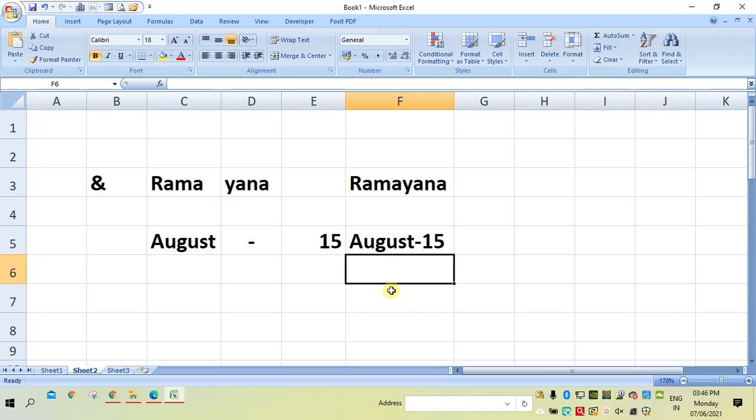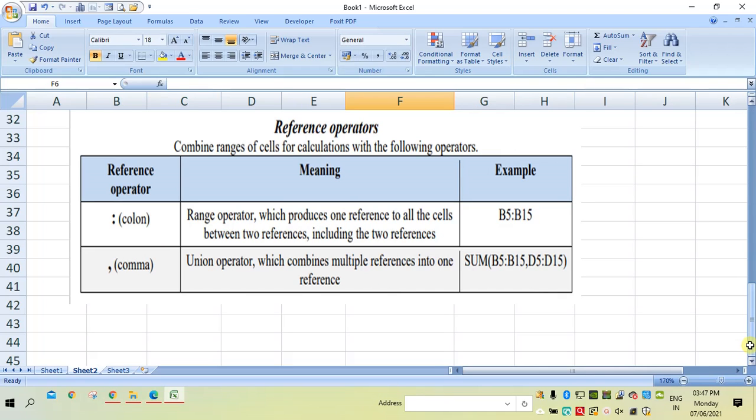Next operator is the reference operator. A reference operator combines ranges of cells for calculations, with operators like colon. The colon is used as the range operator, which produces one reference to all the cells between two references, including the two references. Similarly, we have another one, the comma, which is called the union operator, which combines multiple references into one reference. Using some examples, let us see how we can use this colon and comma.